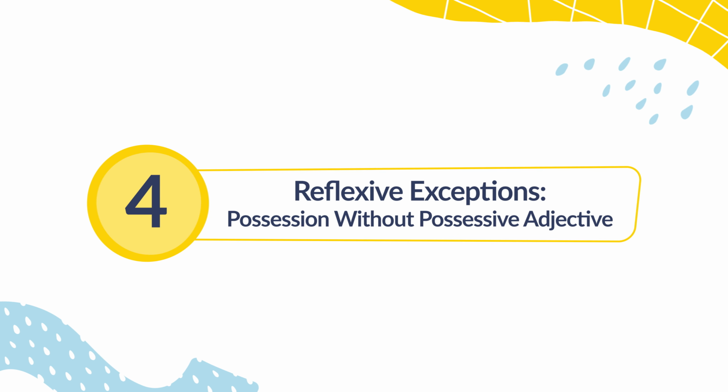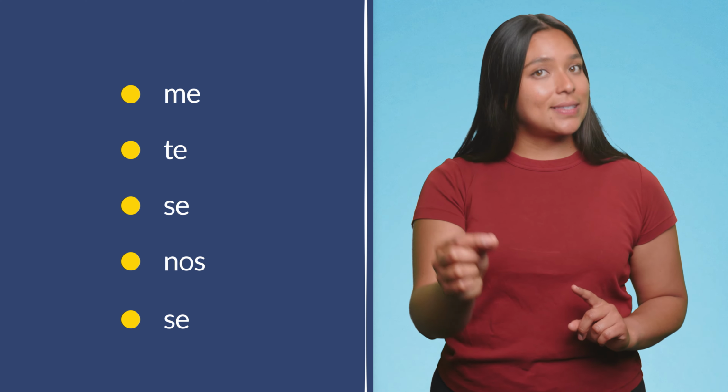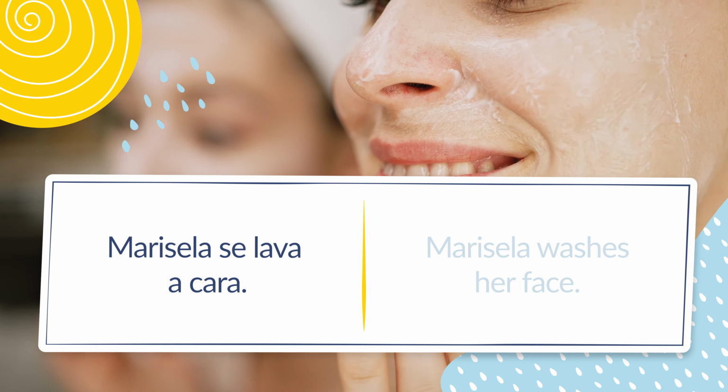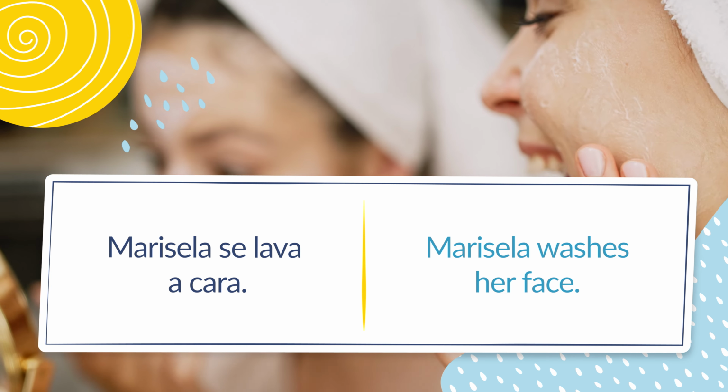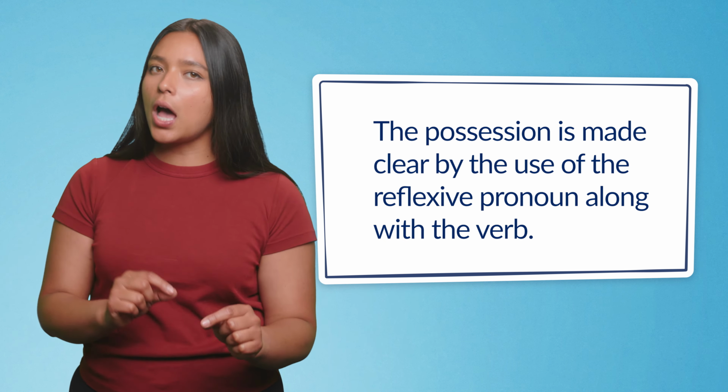The fourth and final structure is an important exception: possession without possessive adjectives. Most of the time, you can recognize these cases because they're involved in actions using the reflexive pronouns me, te, se, nos, se. For example, Marisela se lava la cara. Marisela washes her face. In this example, since the face belongs to Marisela, the possession is made clear by the use of the reflexive pronoun along with the verb.